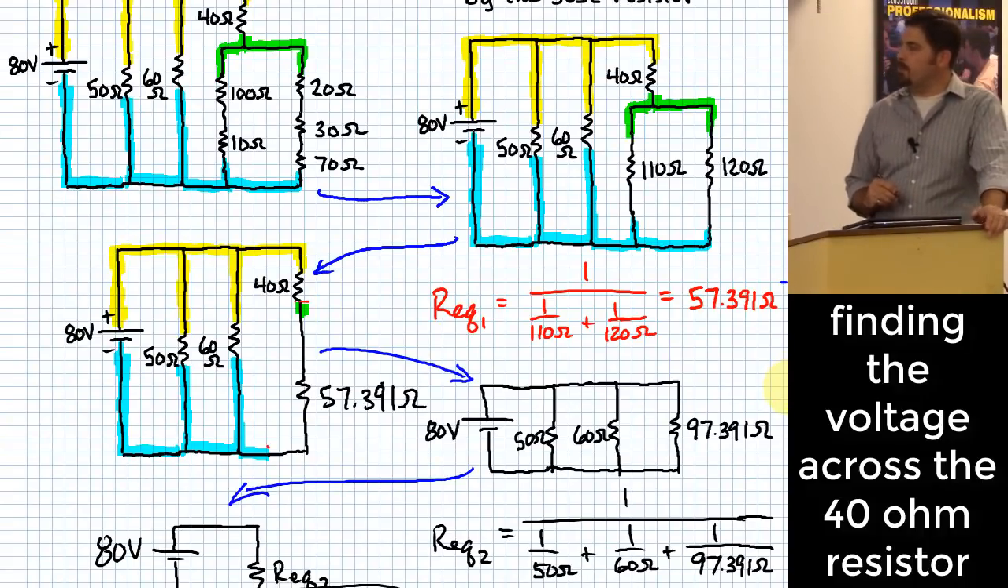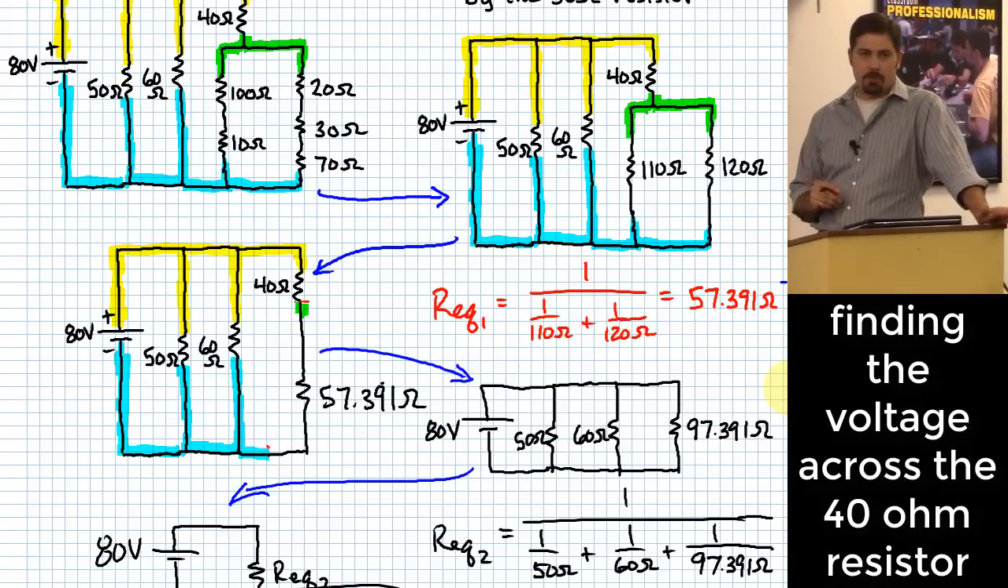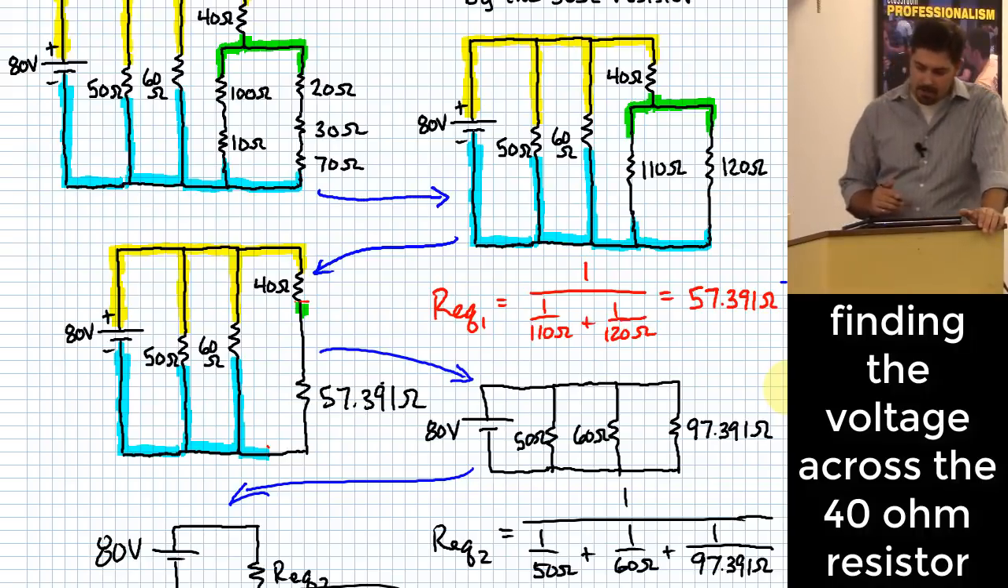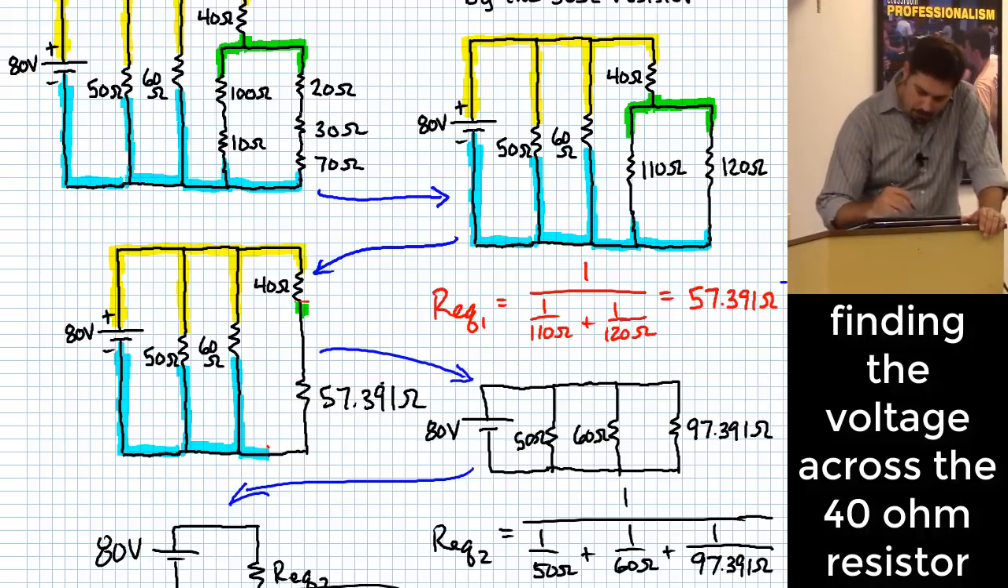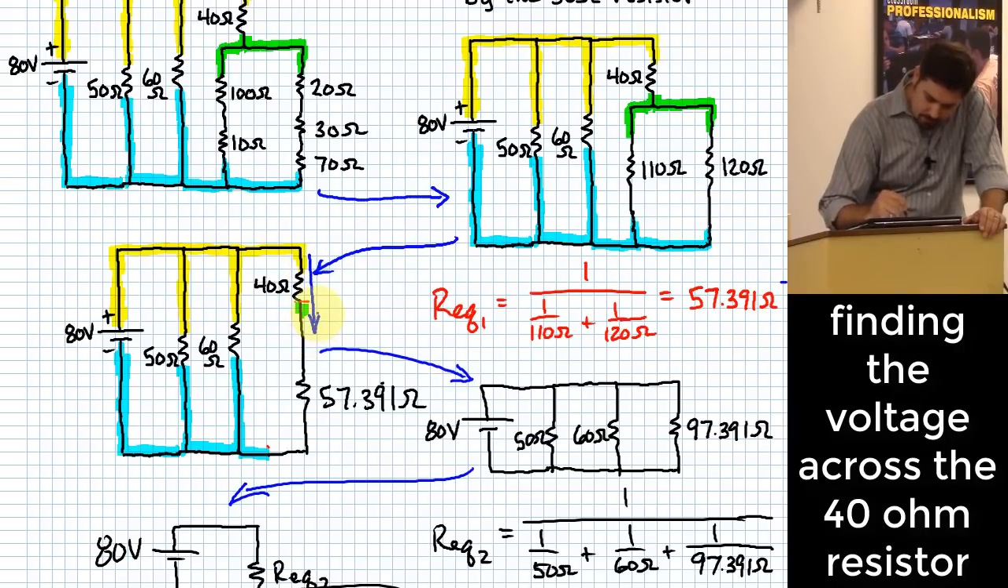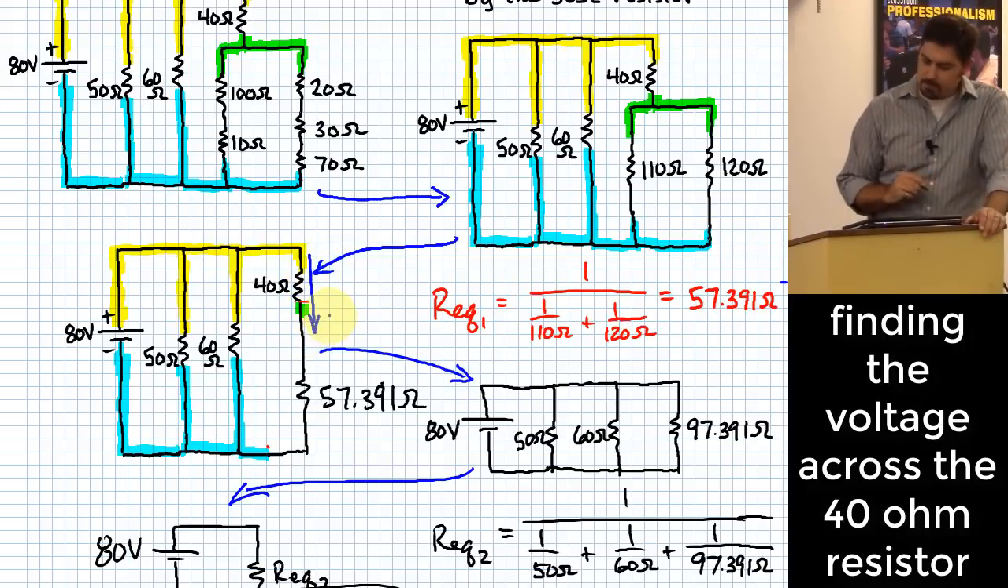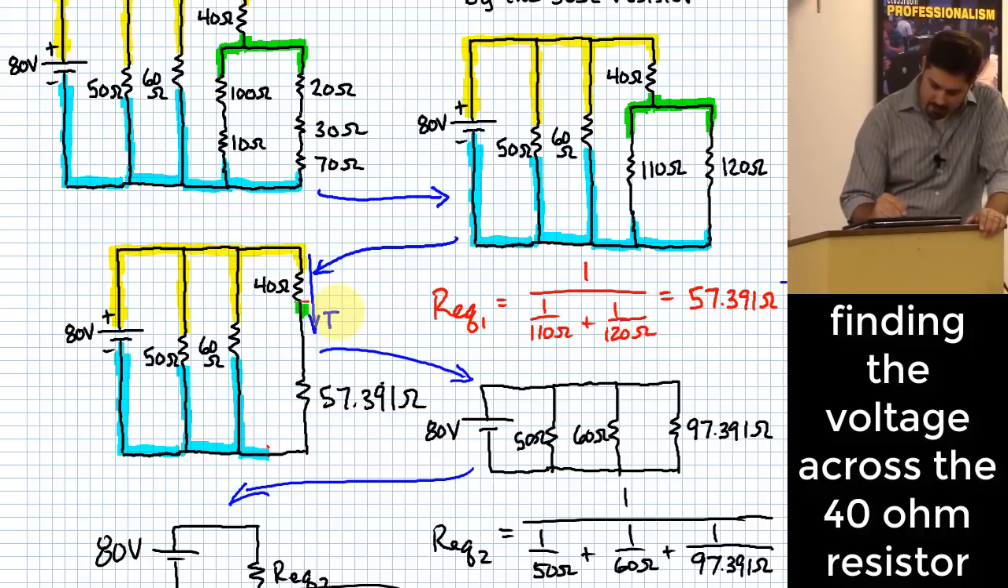Let me ask this. If you knew the current flowing through the 40 ohm resistor, would you be able to find the voltage across it? Is there any way we can figure out what current flows through the 40 ohm resistor? Let me just call that I.